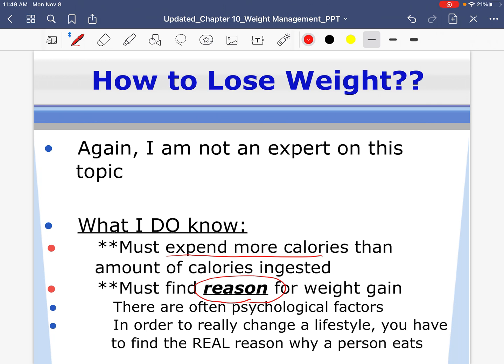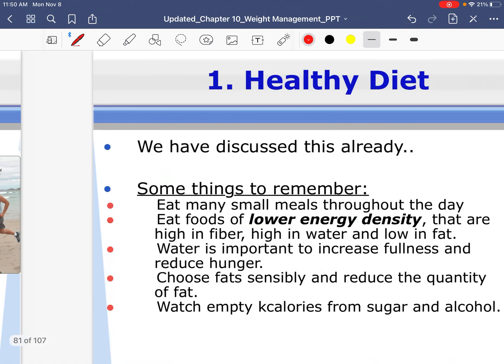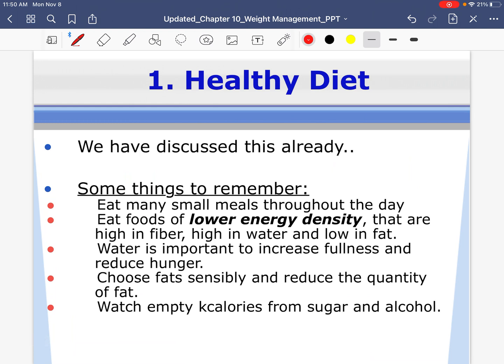Okay, so how to lose weight. As I said, we need to expend more calories than we ingest, but we cannot deny that there's got to be a psychological aspect to it. If you don't address the root cause for someone, and I'm talking about those who really overeat or whatever, you need to address the psychological component. The textbook lists 3 ways. So your textbook says, if you're going to lose weight, you need to address all 3 aspects. You need to reduce your calorie intake. You need to increase your activity level. But it's also that behavior modification. And I would argue that the psychology falls within that. To permanently alter your behavior, you have to consider the psychology.